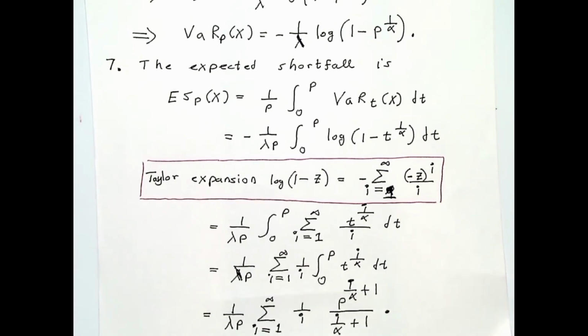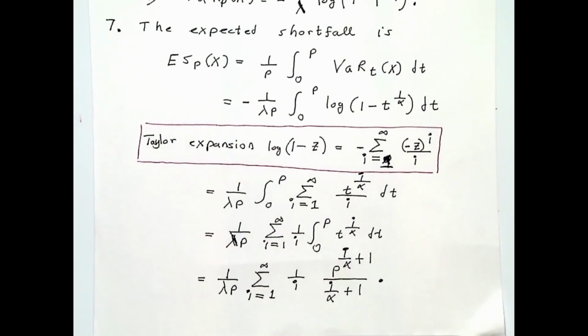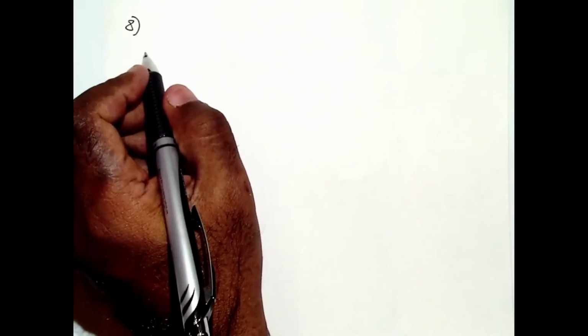So this is the expression for the expected shortfall for x representing the most expensive asset. The final part of sheet number 7 is estimation, to find the maximum likelihood estimators for alpha and lambda. So basically, we are assuming that alpha and lambda are unknown.